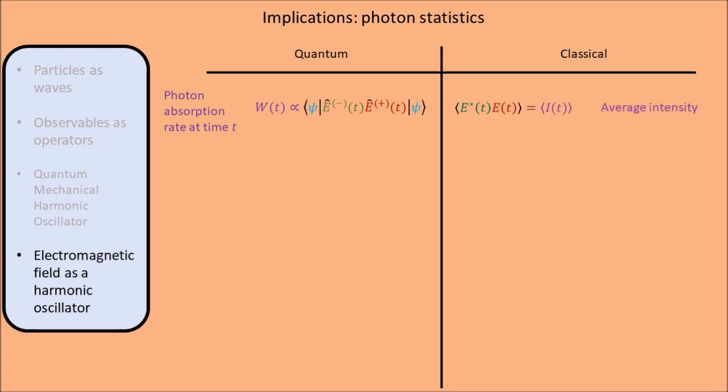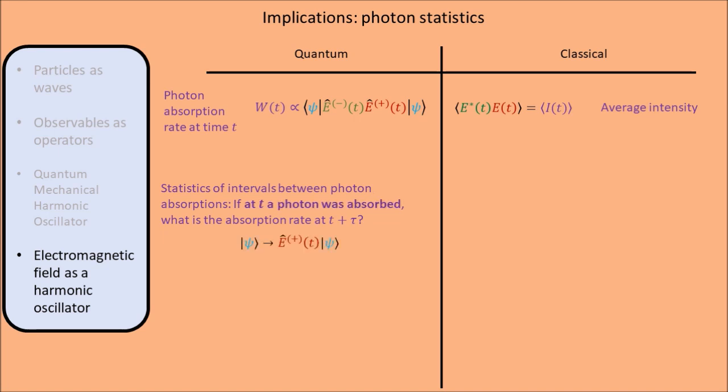Now we're interested in the time interval tau between two photon detections. So we can ask, if at the time t a photon was absorbed, what is the absorption rate at t plus tau? If at time t a photon was absorbed, it means that the annihilation operator of time t was applied to the quantum state psi. If we now want to calculate the absorption rate at time t plus tau, we use the same formula for the photon absorption rate as used above. We have the quantum state and its Hermitian conjugate, and in between we put the number operator.